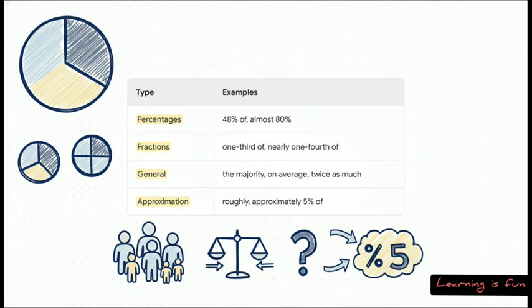Instead of just listing the raw figures over and over, you can mix it up. You can use percentages, fractions, or even approximations like roughly or almost. This is going to make your writing sound way more sophisticated and honestly just easier to read.